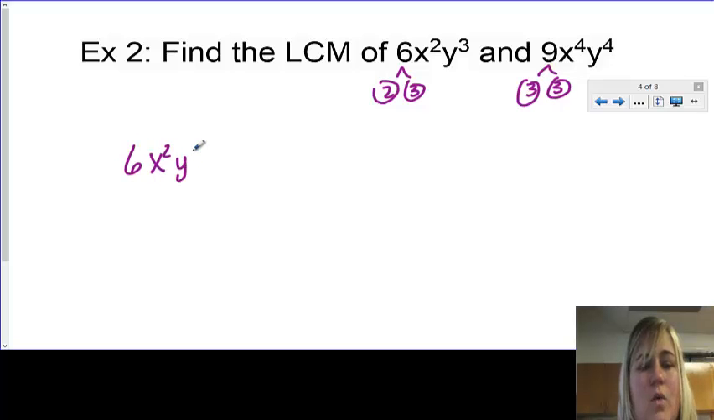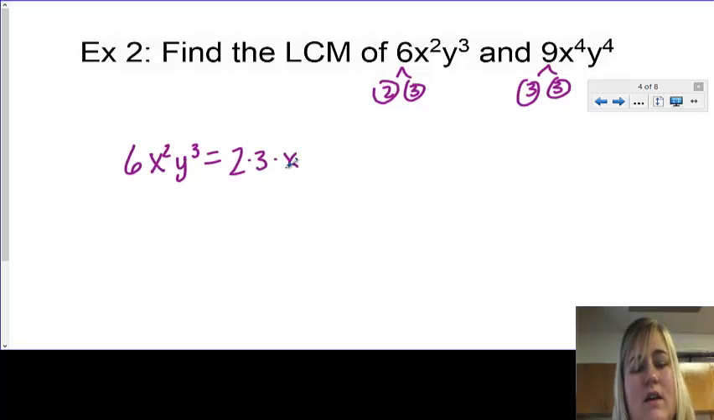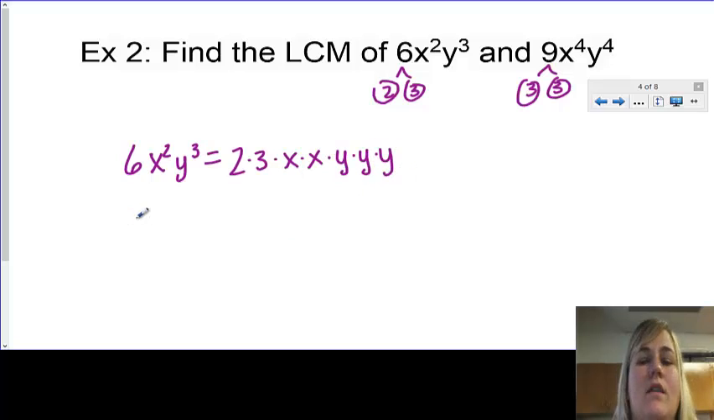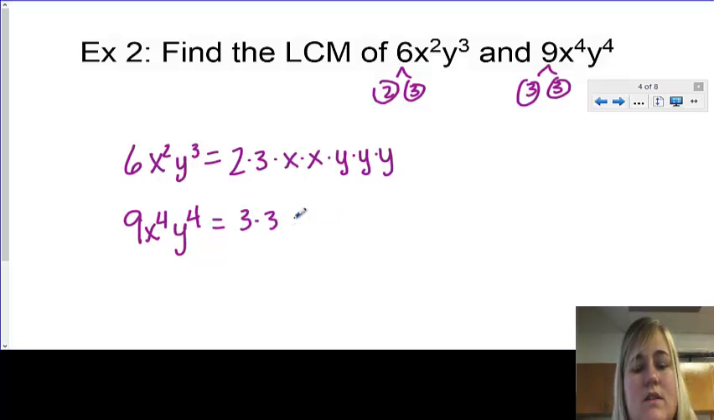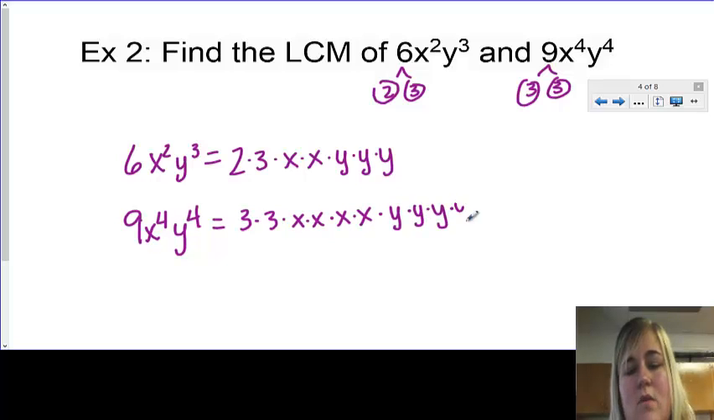6x squared y to the third is the same as saying 2 times 3. X squared I could write as x times x. Y to the third I could write as y times y times y. And then I have 9x to the fourth y to the fourth, which is equal to 3 times 3. X to the fourth is the same as saying x times x times x times x. Y to the fourth is the same as saying y times y times y times y.